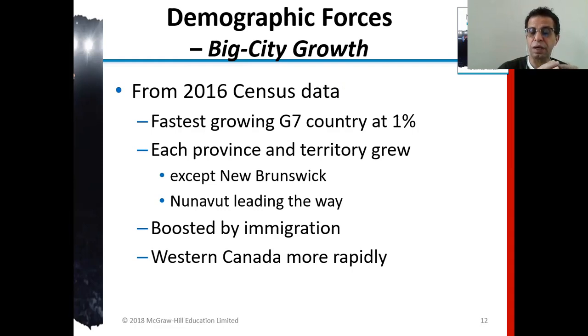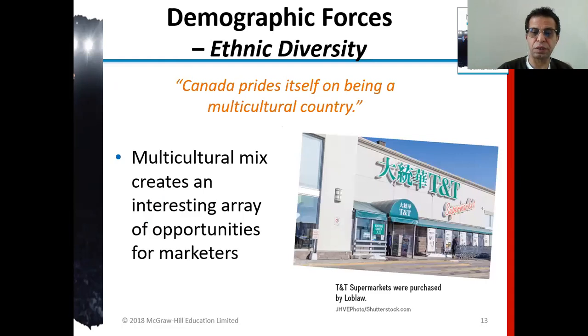Western Canada is growing more rapidly because it's closer to China and Japan, and we have more people there, with growth happening there. So these are the big city growths that affect the business.